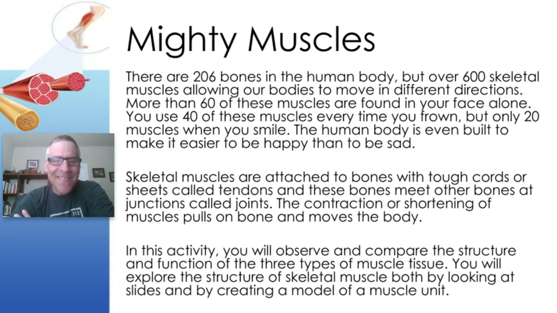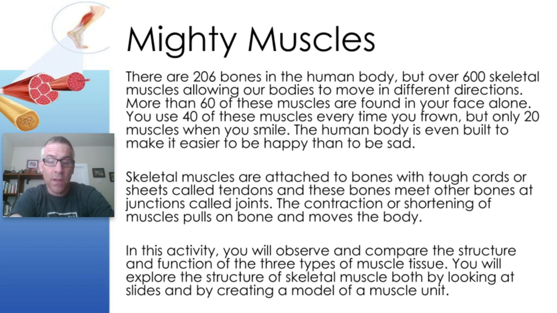As we see, you use 40 of these muscles every time you frown, but only 20 muscles when you smile. So those that are just wanting to frown more, you could say, hey man, I'm just working out my body more. The human body is even built to make it easier to be happy than to be sad. Skeletal muscles are attached to bones with tough cords or sheets called tendons. So when we're connecting muscles to bones, those are tendons. And these bones meet other bones at junctions called joints. The contraction or shortening of muscles pulls on bone and moves the body.